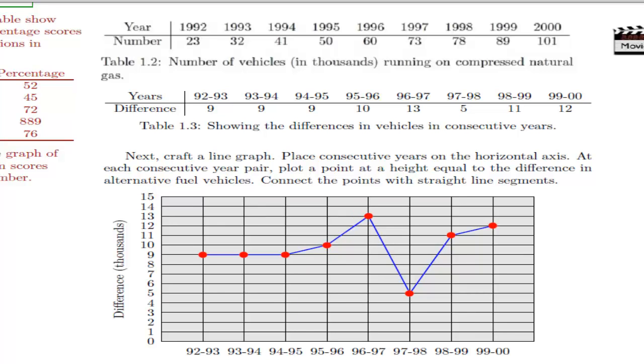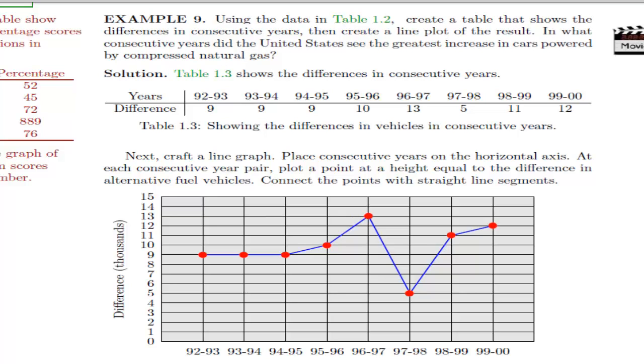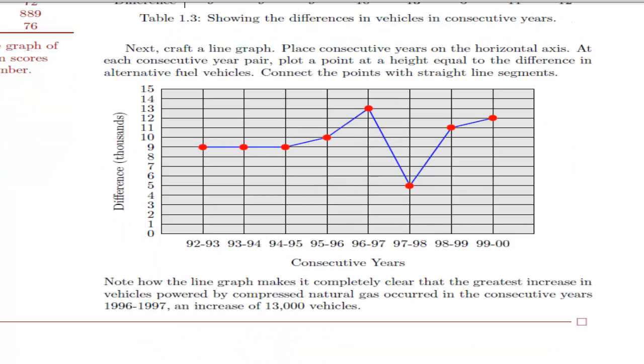Solution. Table 1.3 shows the differences in consecutive years. Next, craft a line graph. Place consecutive years on the horizontal axis. At each consecutive year, plot a point at a height equal to the difference in alternative fuel vehicles. Connect the points with straight line segments. Note how the line graph makes it completely clear that the greatest increase in vehicles powered by compressed natural gas occurred in the consecutive years 1996 through 1997, an increase of 13,000 vehicles.